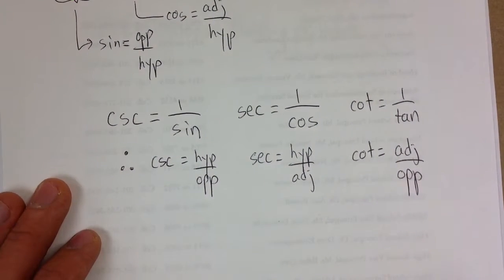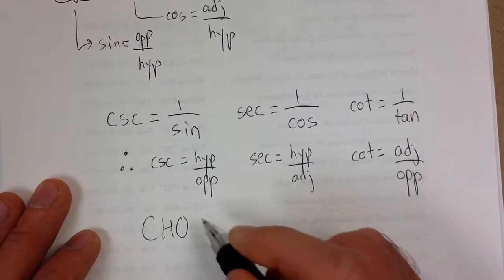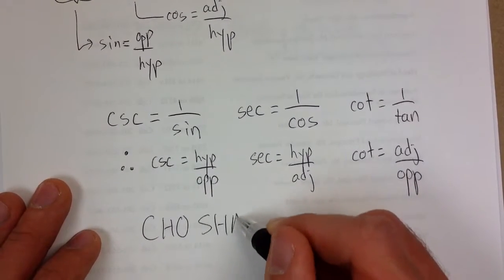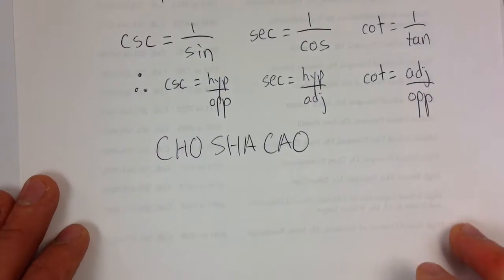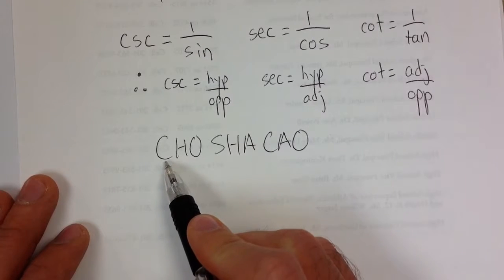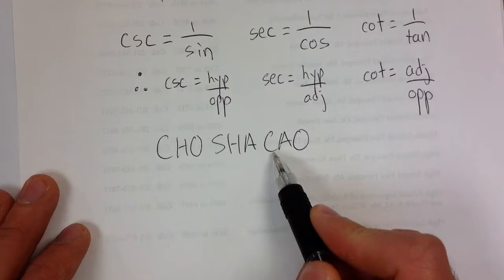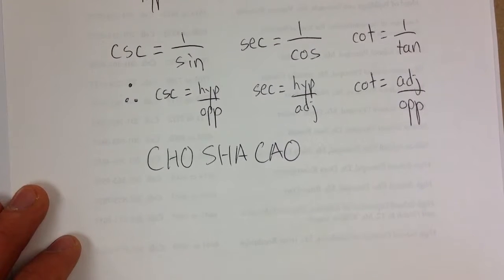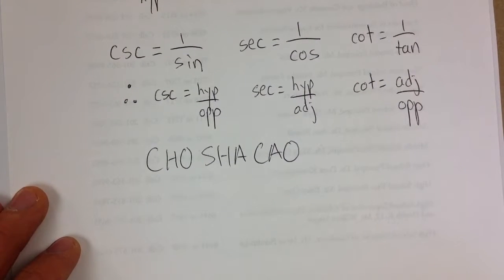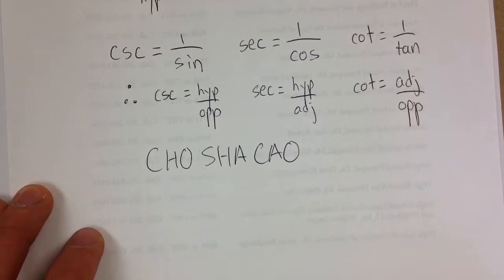I guess you could come up with another mnemonic device here. Cho, sha, cow. Cosecant, hypotenuse opposite. Secant, hypotenuse adjacent. Cotangent, adjacent opposite. But I don't use that personally. Chosha cow. I mean, it's usable.